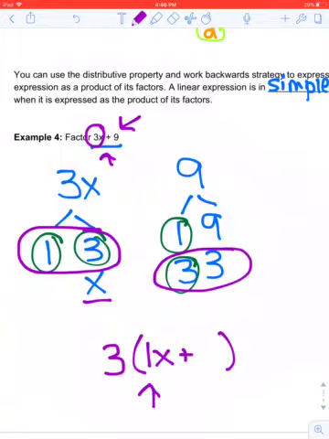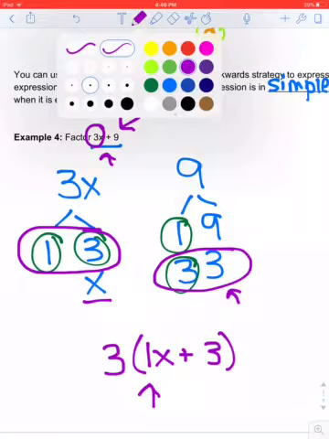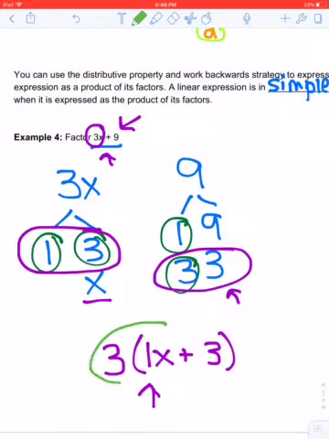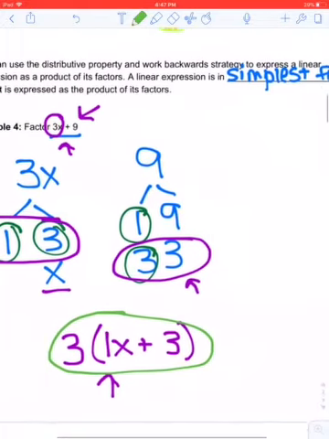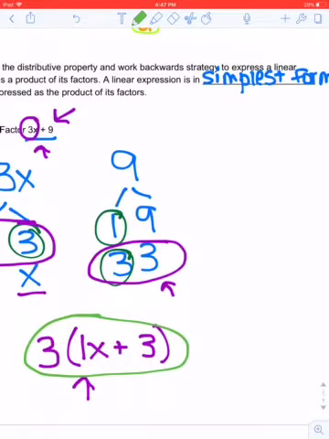So we're going to find what's left over with the 3 that we pulled out in the green circle. And as you can see in the purple circle, that is a 3. So we're going to write our 3 here. So our factored form is 3 in parentheses 1x plus 3. Now in order to check my answer, if I use the distributive property, I should end up getting 3x plus 9, which is what I started with.